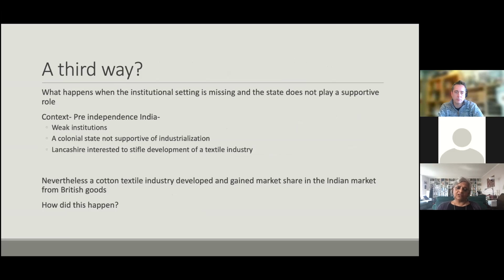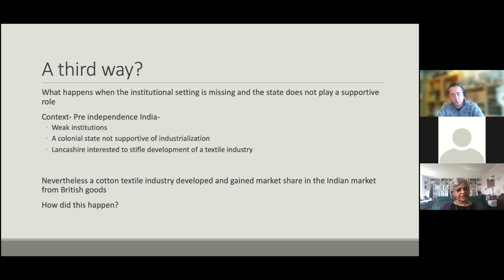And the context here is India before independence, so colonial India, where the market institutions were weak. And the colonial state was not supportive of industrialization. In fact, we have evidence that there was active interference from Lancashire to stop any kind of tariffs or any other help to domestic entrepreneurs.